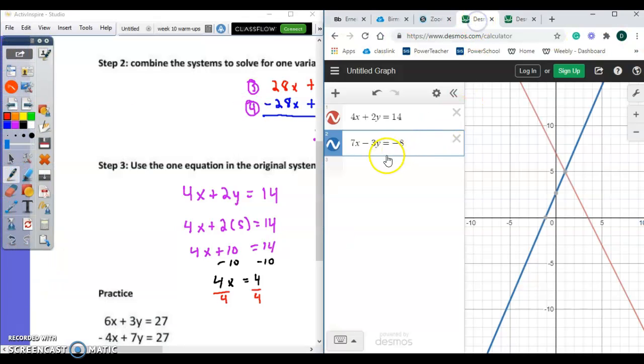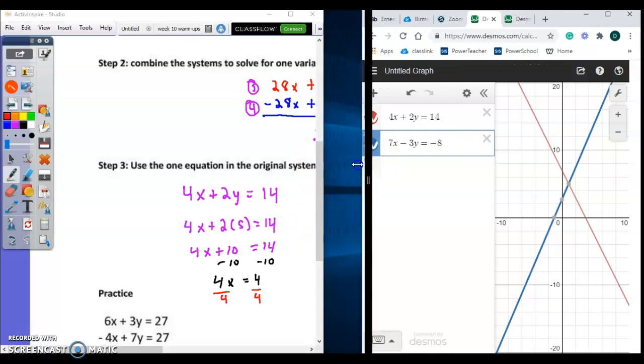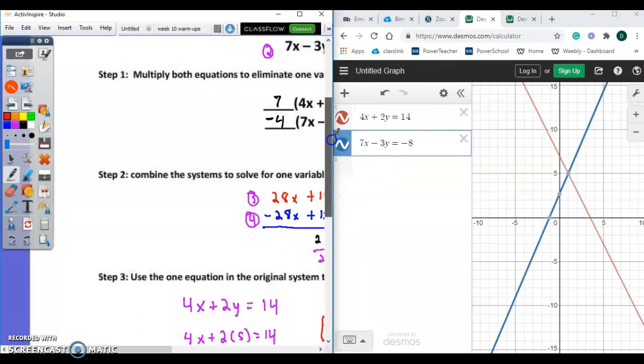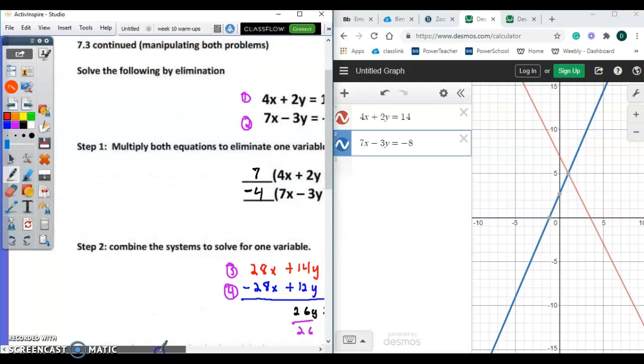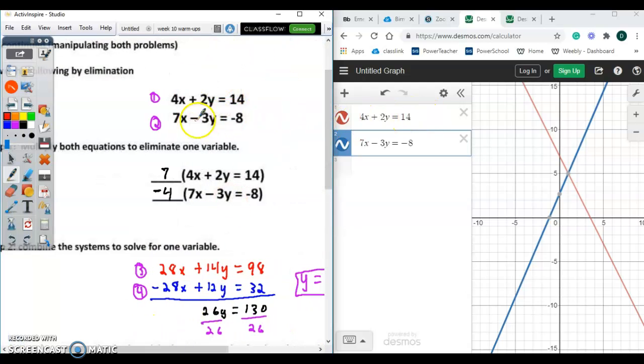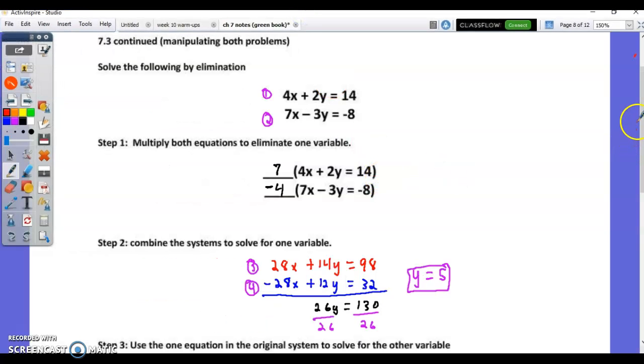All right. Now, you can always go through the Desmos calculator on graphing. I believe I already put these in. So I put in the original problems in here already. So you can see the 4x plus 2y equals 14, 7x minus 3y equals negative 8. And I look at where they cross, 1, 5. So that checks out. I did my math correctly.